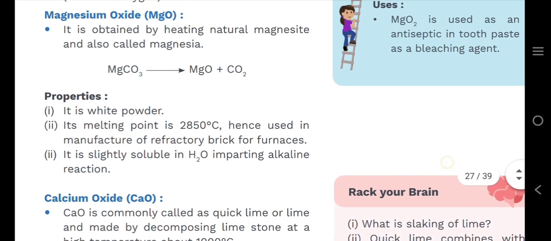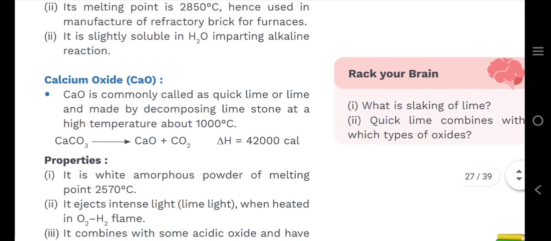Magnesium oxide. It is obtained by heating natural magnesite and is also called magnesia. MgCO3 gives MgO plus CO2. Properties: it is a white powder. Its melting point is 2850 degrees Celsius, hence it is used in the manufacture of refractory bricks for furnaces. It is slightly soluble in H2O, imparting an alkaline reaction.